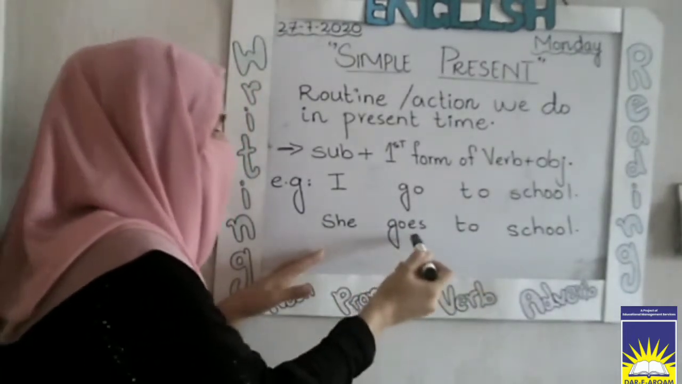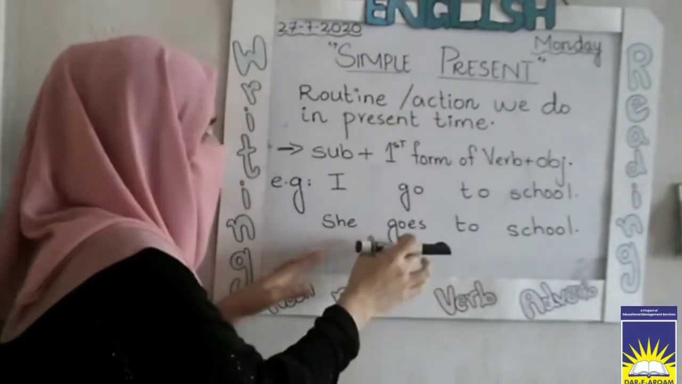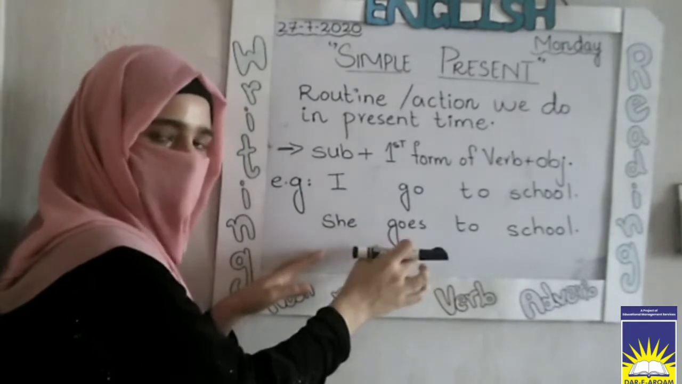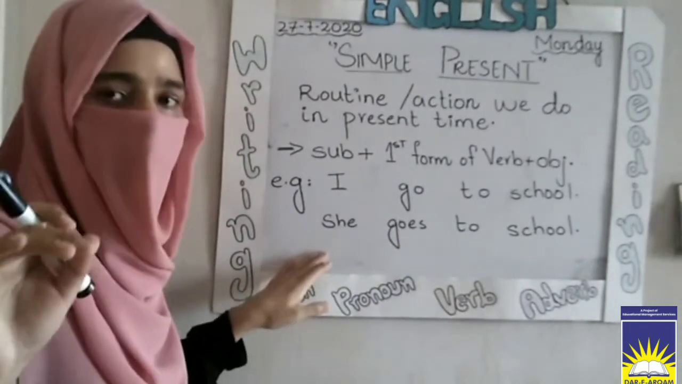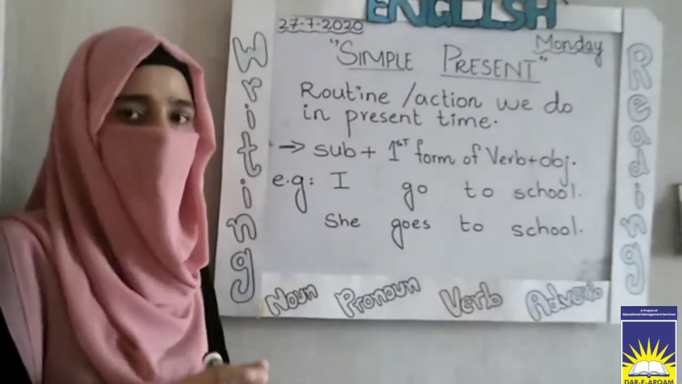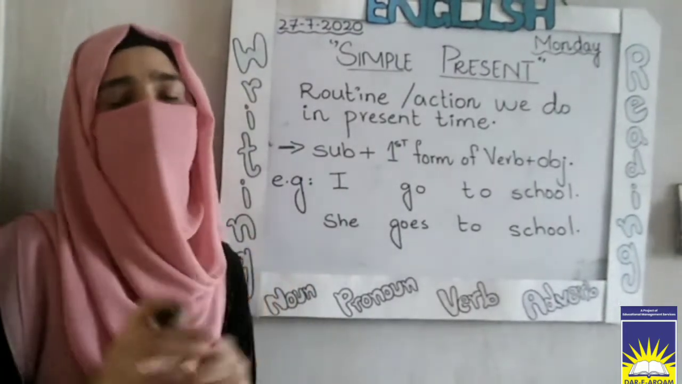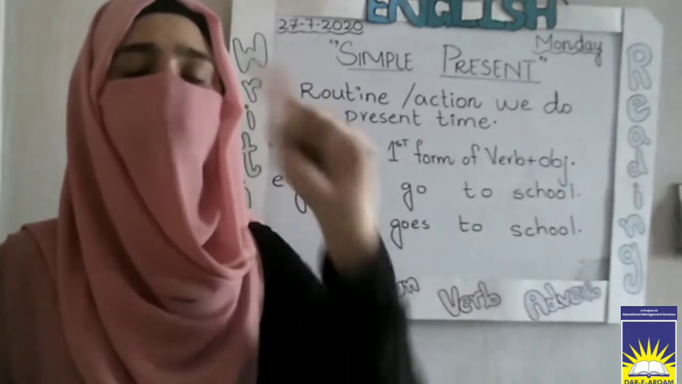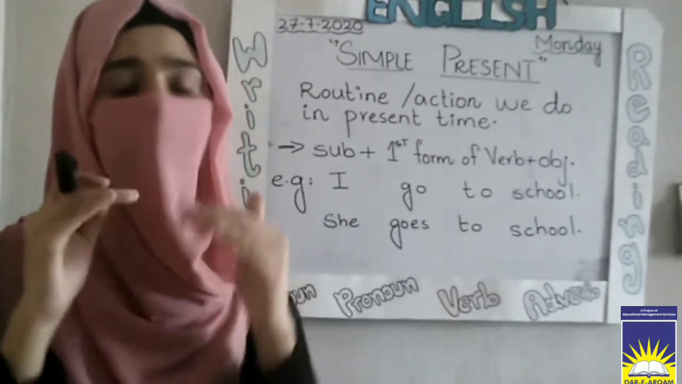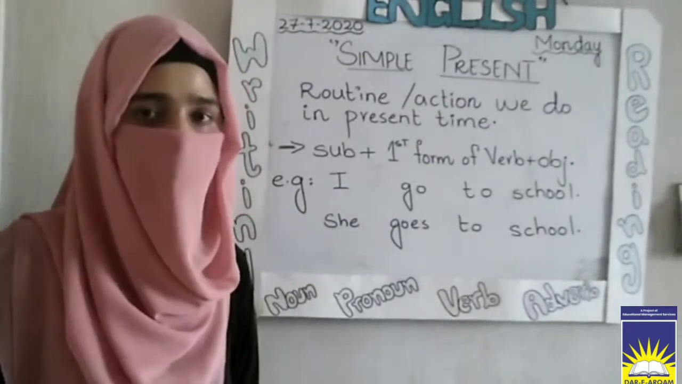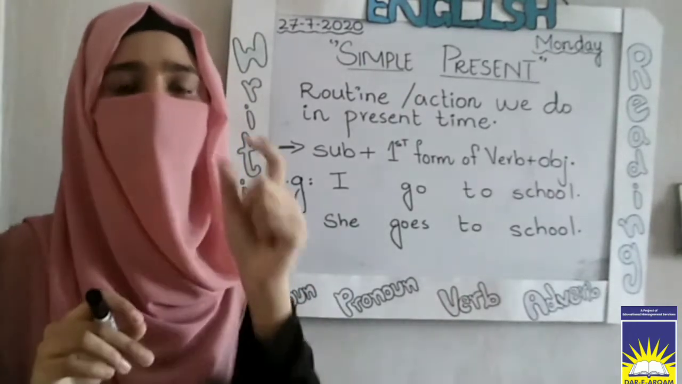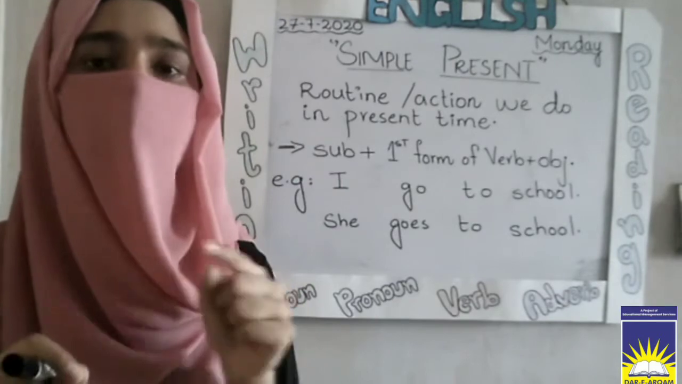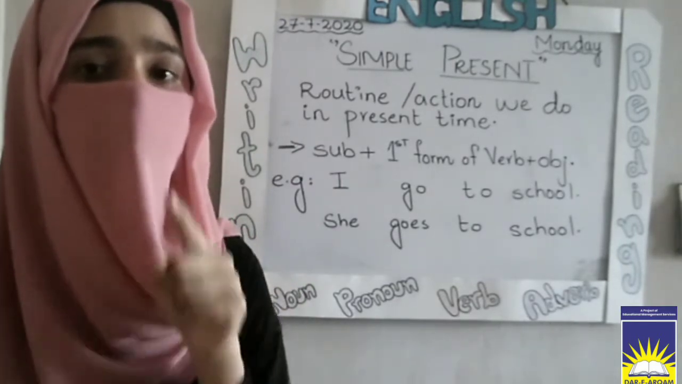Now, why I wrote here es next to the basic spelling of verb? Because it is the rule that when we will talk about third person singular, so we will write es after first form of verb. Again I am repeating that when we will talk about third person singular, we will put es after the basic spelling of form of verb.